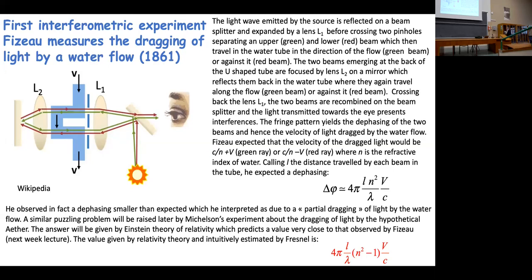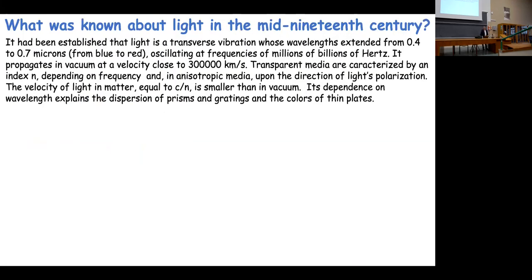So at this point, I ended what I wanted to say about physics in the middle of the 19th century. So what was known at that time, just before Maxwell? It had been established that light is a transverse vibration whose wavelengths extend from 0.4 to 0.7 micrometer, from blue to red, oscillating at huge frequencies of hundreds of terahertz. It propagates in vacuum at a velocity close to 300,000 kilometers per second.